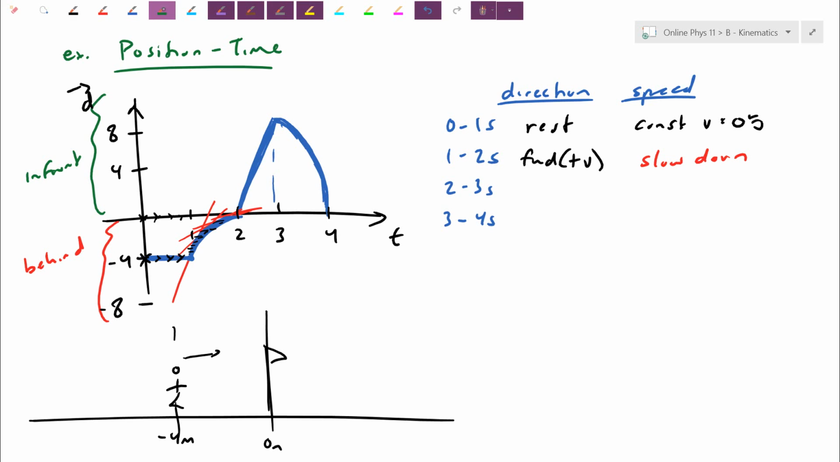How about between 2 and 3? Between 2 and 3, my slant is also positive, right? I have now hit the starting line, I've gotten back to the flag, and now I'm starting to walk into the positive distances. I'm actually walking in front of the flag. By the time of 3 seconds, I'm actually at 8 meters, right? Well, I had to have walked forwards, I had to have a positive slope to actually get up to that. This is forwards, so we have a positive velocity.